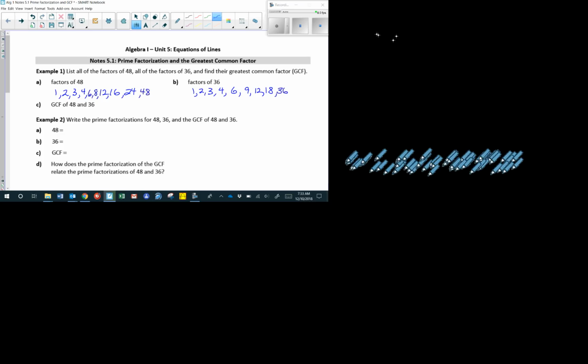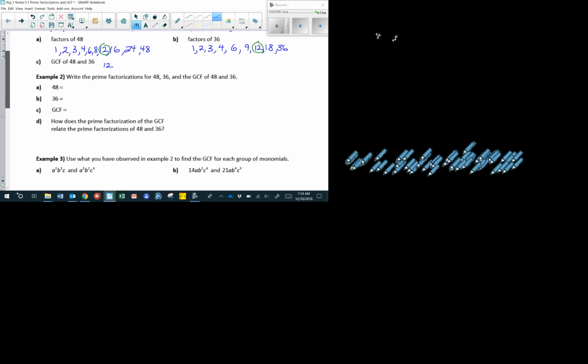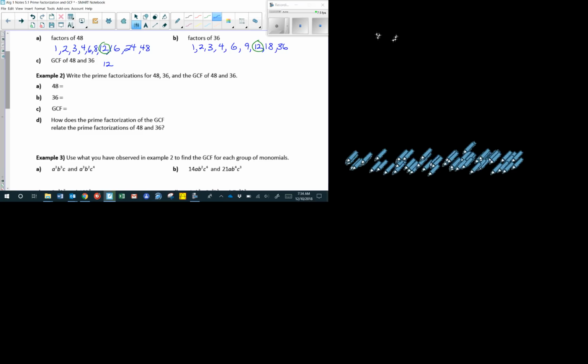So now the greatest common factor would be those factors that those two numbers have in common, but the largest one of those. So the largest number that those two factor lists have in common appears to be 12. So the greatest common factor of 48 and 36 is 12. So now we're going to write the prime factorizations of 48, 36, and then the GCF as well. In order to do those, we're going to make factor trees.